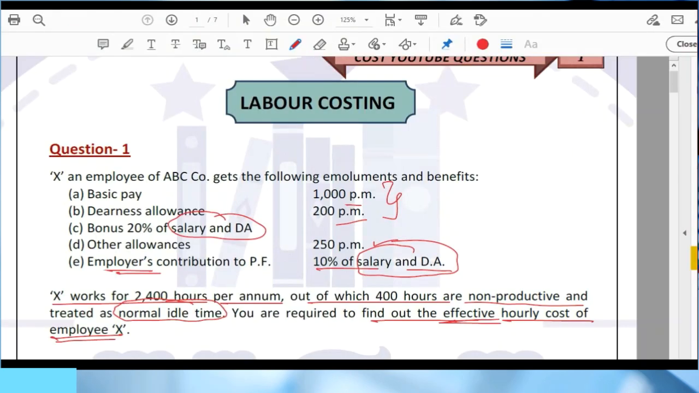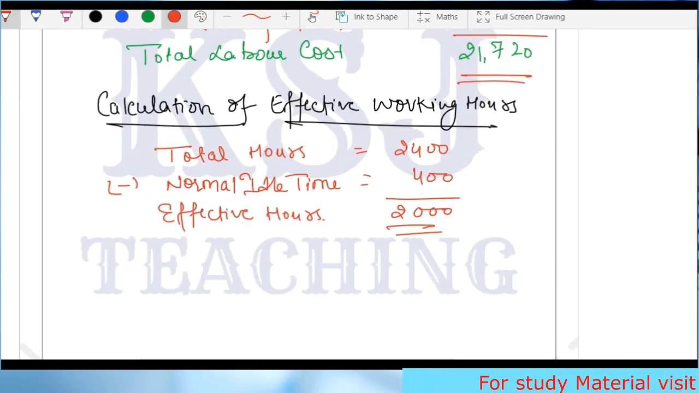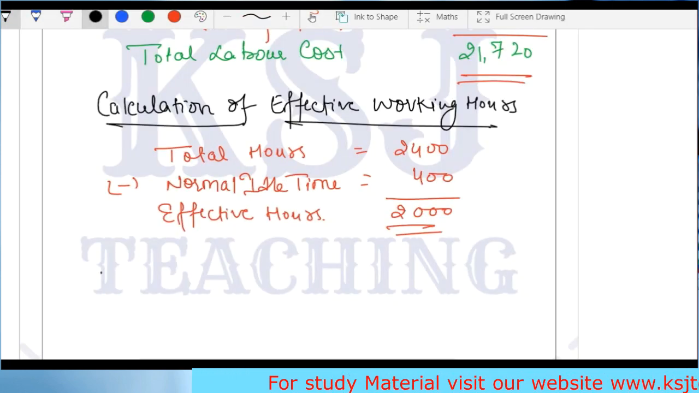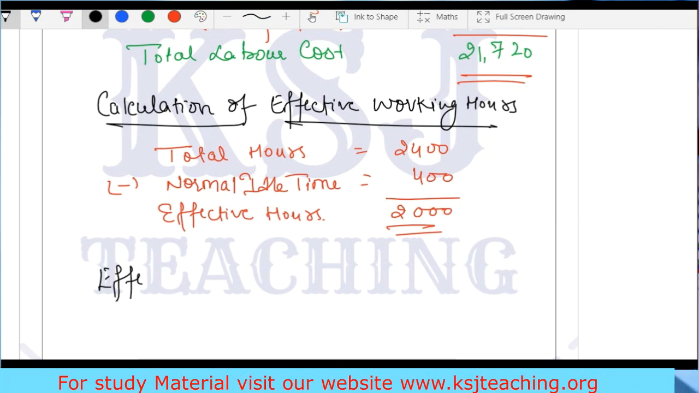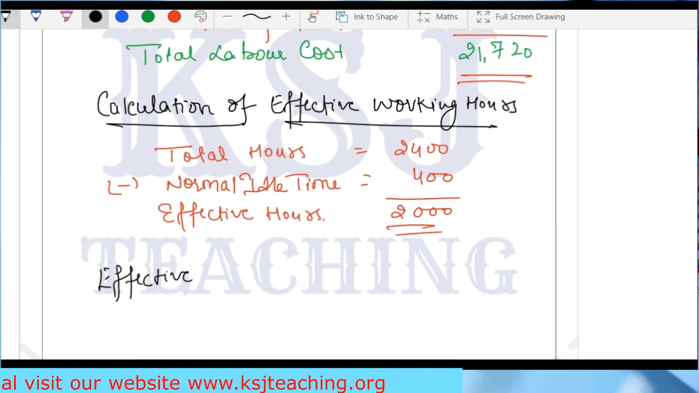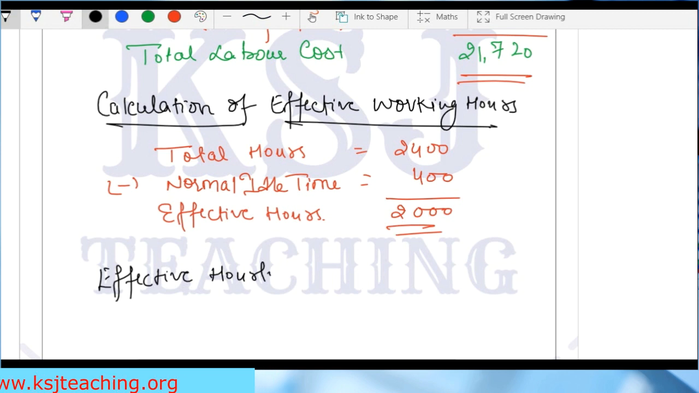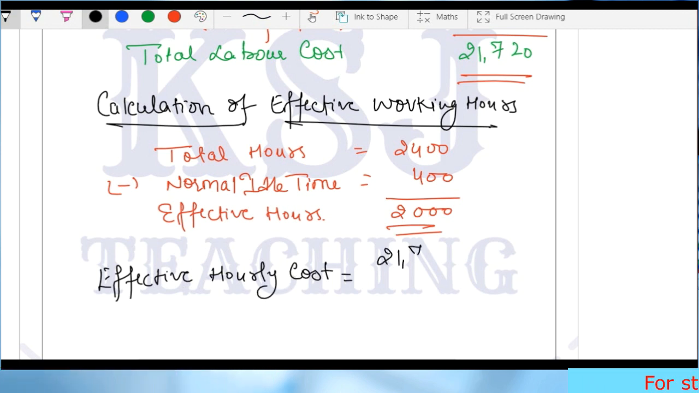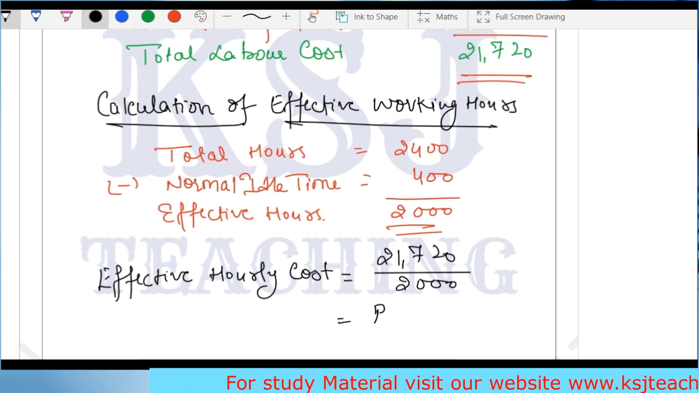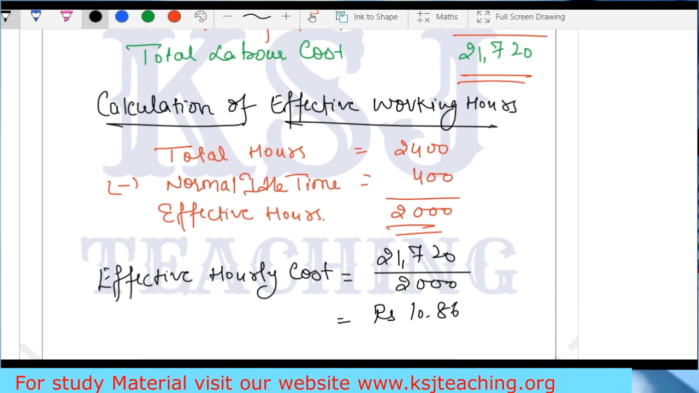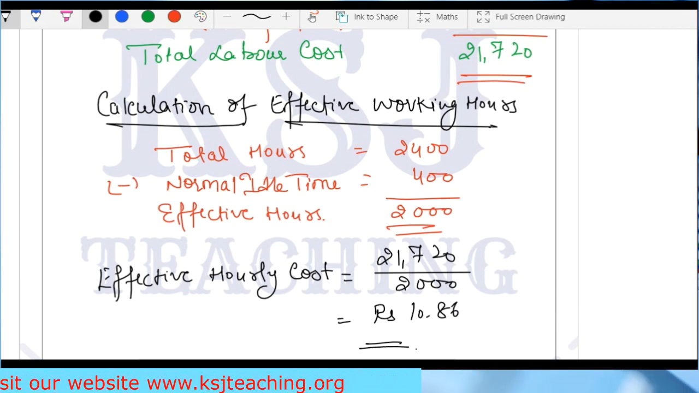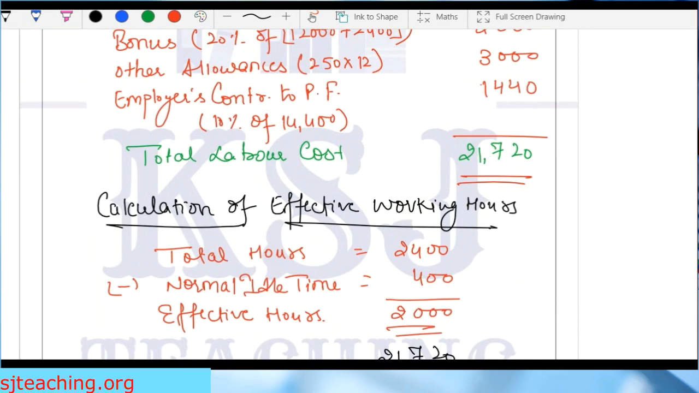Now, the question says you have to calculate the effective hourly cost of employee X, right? So effective hourly cost is equal to total labor cost, that is 21,720, divided by effective hours, that is 2000. So this comes to rupees 10.86. So this is what the requirement was. Clear?